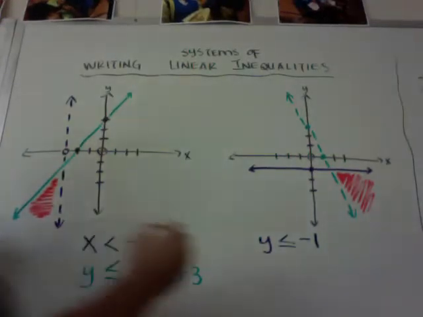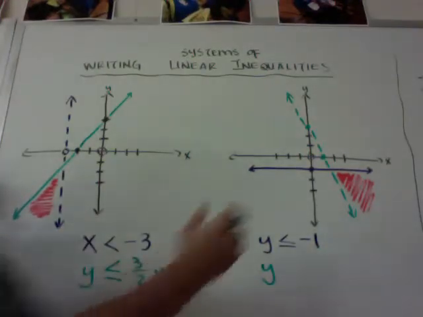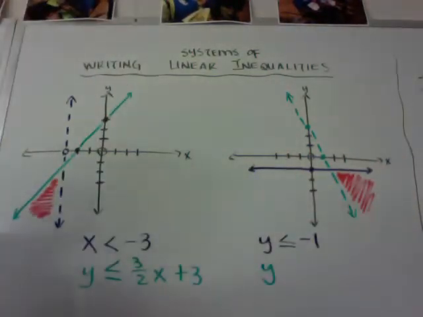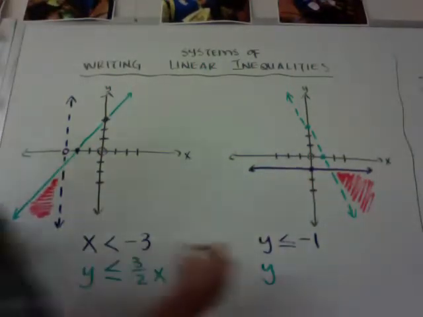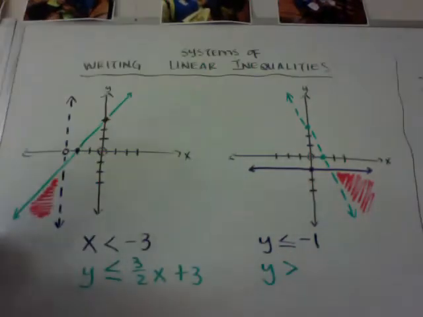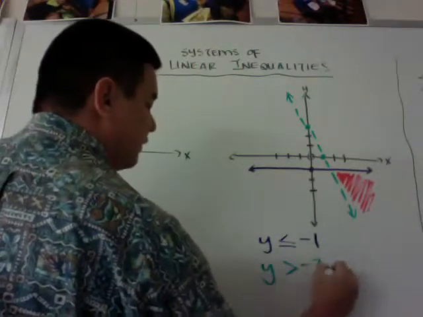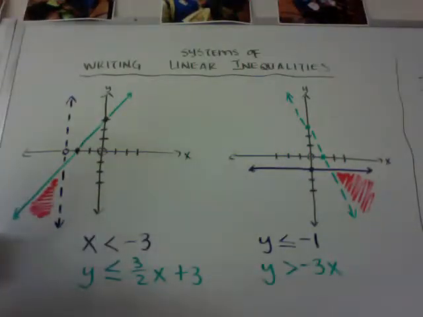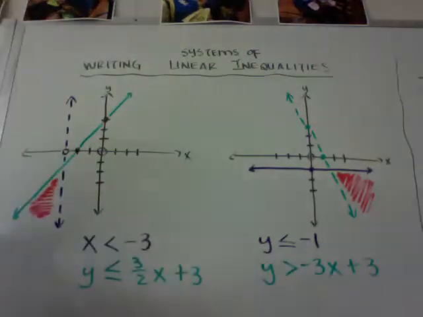The green line, I put the y. I can see it's dashed, and I'm shading above it. Even though it's slanted that way, this red is above the green. So dashed and above means greater than. Okay. My slope, I can see it's down 3 and to the right 1. So -3x is my slope. And my y-intercept is 1, 2, 3, so plus 3. And that's how you write systems of linear inequalities when you look at a graph.